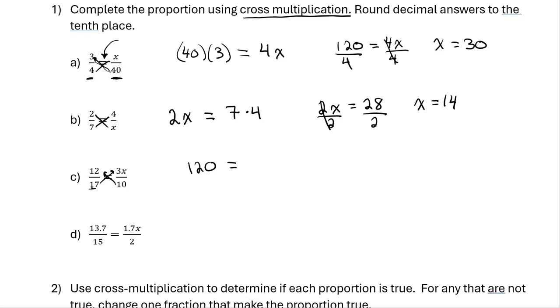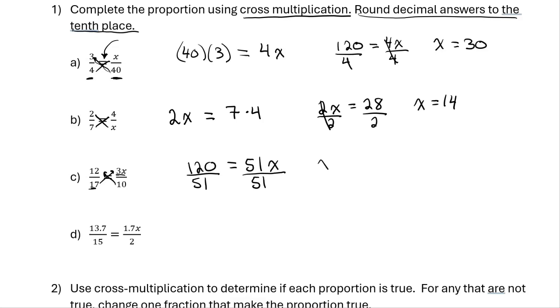So here I have 17 times 3x, which gives me 51x. Now I divide by 51, and when I do that, I get 120 divided by 51. Now you may be saying, wait a minute, why are we dividing that out and not leaving it as a fraction? Well, that's because the instruction is to round your answers to the 10th place. If we wanted fractions, you would be asked to give fully reduced fractions for your answer.